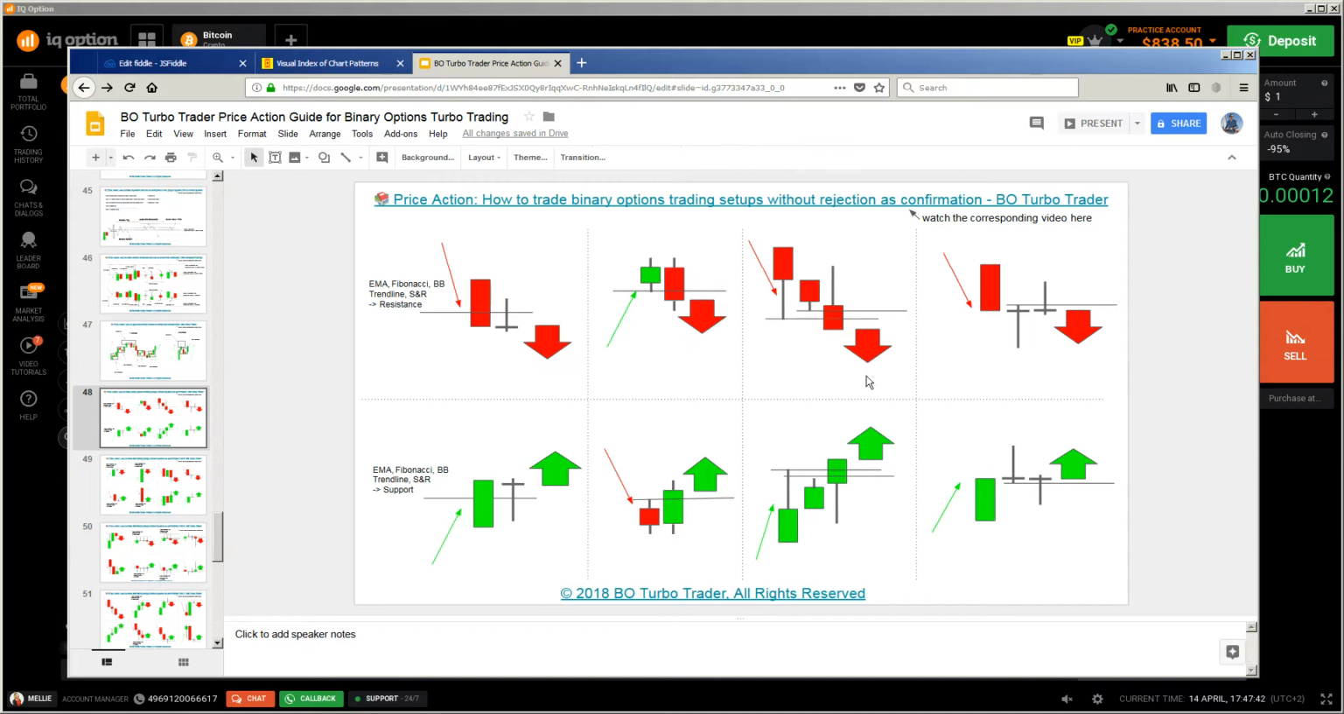And all continuation trading setups have to be done in a strong downtrend or strong uptrend, and all reversal trading setups have to be in a healthy market, like I have shown you before.